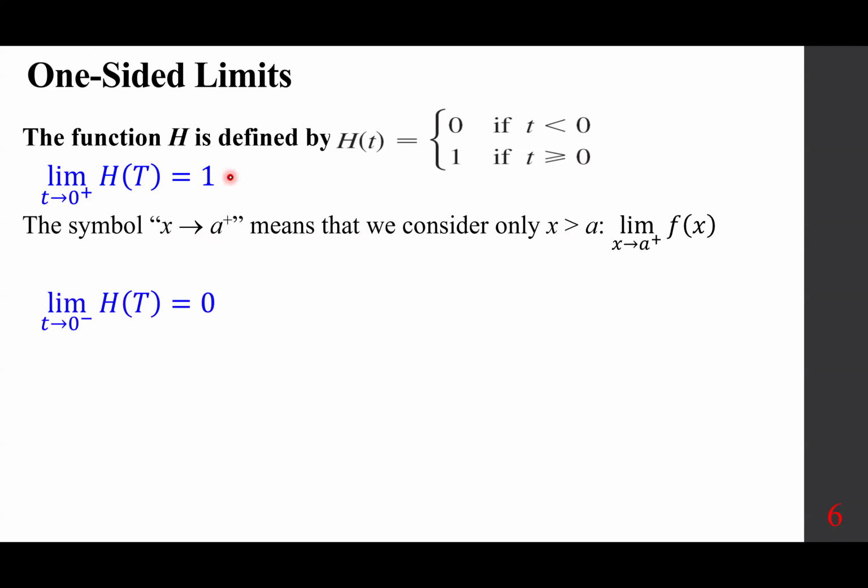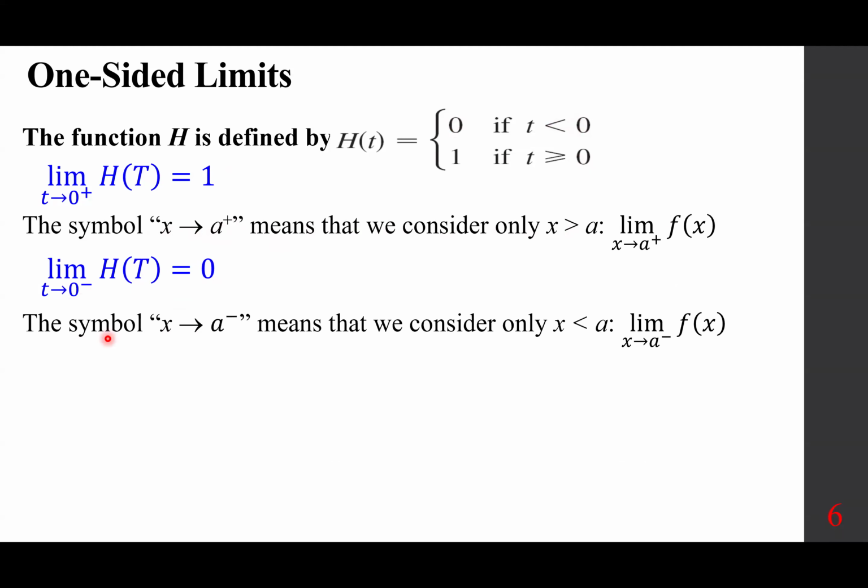On the other hand, limit of h of t as t approaches 0 from the left is 0 because we consider t less than 0. So the symbol x approaches a from the left means that we consider only x less than a, limit of f of x as x approaches a from the left. Because the two are different, the limit doesn't exist. So the limit of h of t as t approaches 0 does not exist.